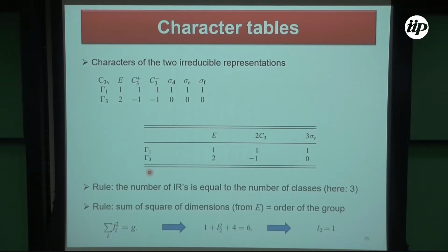No. Okay, this is not so. If you go through the book, it's not that. Okay, it's just linear algebra.